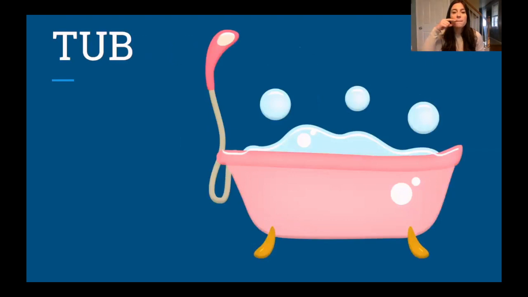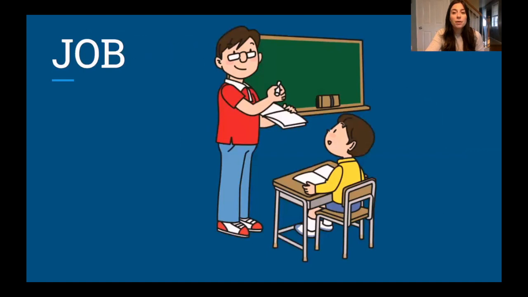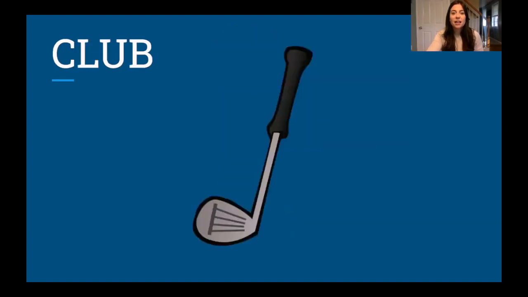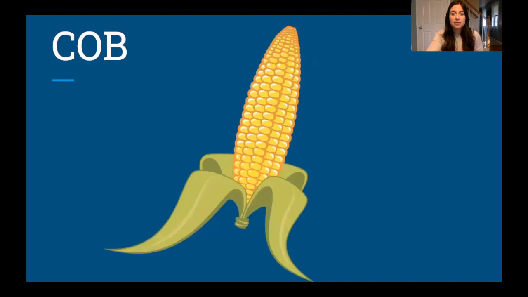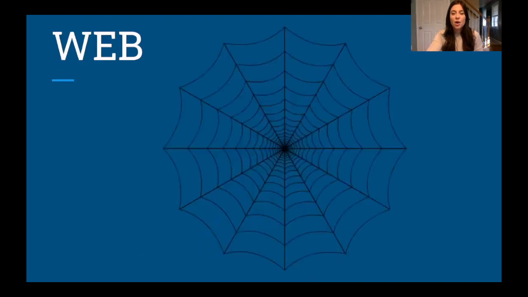So I'm going to watch my lips. B. Watch for the B sound. It will always be at the end for these words. Job. Try it. Club. Cob. Web. You try it.